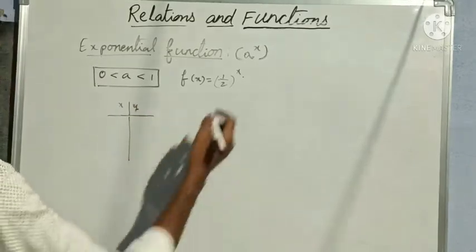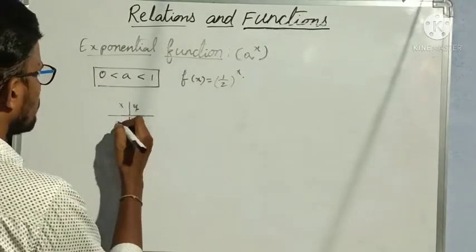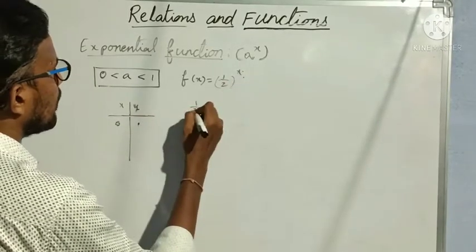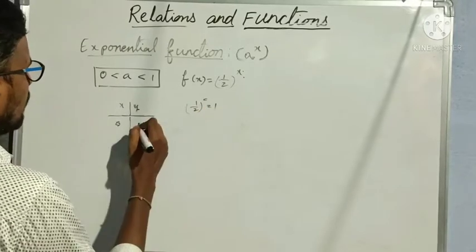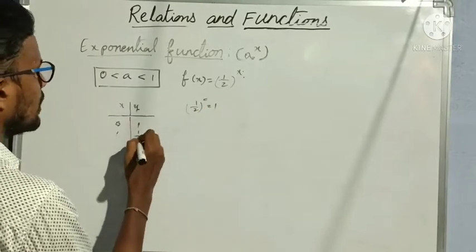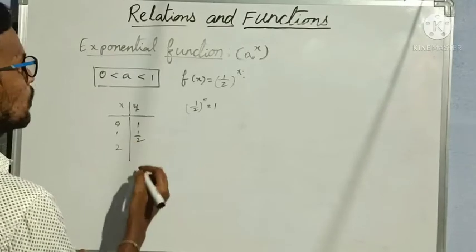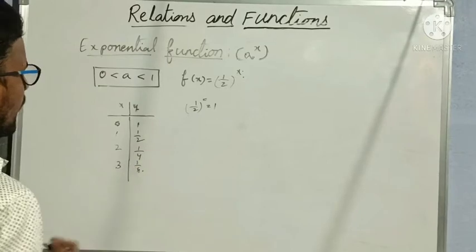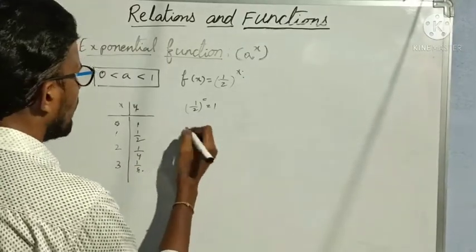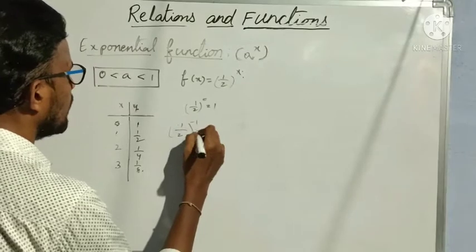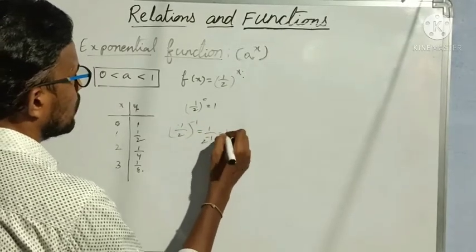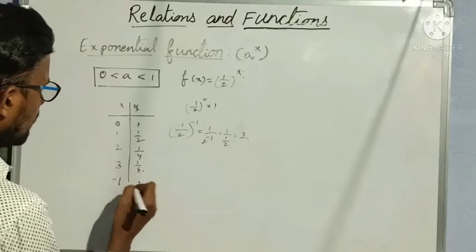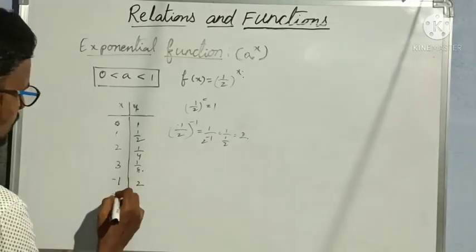If I take the x value as 0, then my y value is 1, right? Why? Because 1 by 2 whole power 0, anything power 0 is 1. When my x value is 1, the y value is 1 by 2. When x is 2, y is 1 by 4. When x is 3, y is 1 by 8. Next, when x is minus 1, 1 by 2 whole power minus 1 is nothing but 2. So when x is minus 1, y is 2. When x is minus 2, y is 4.